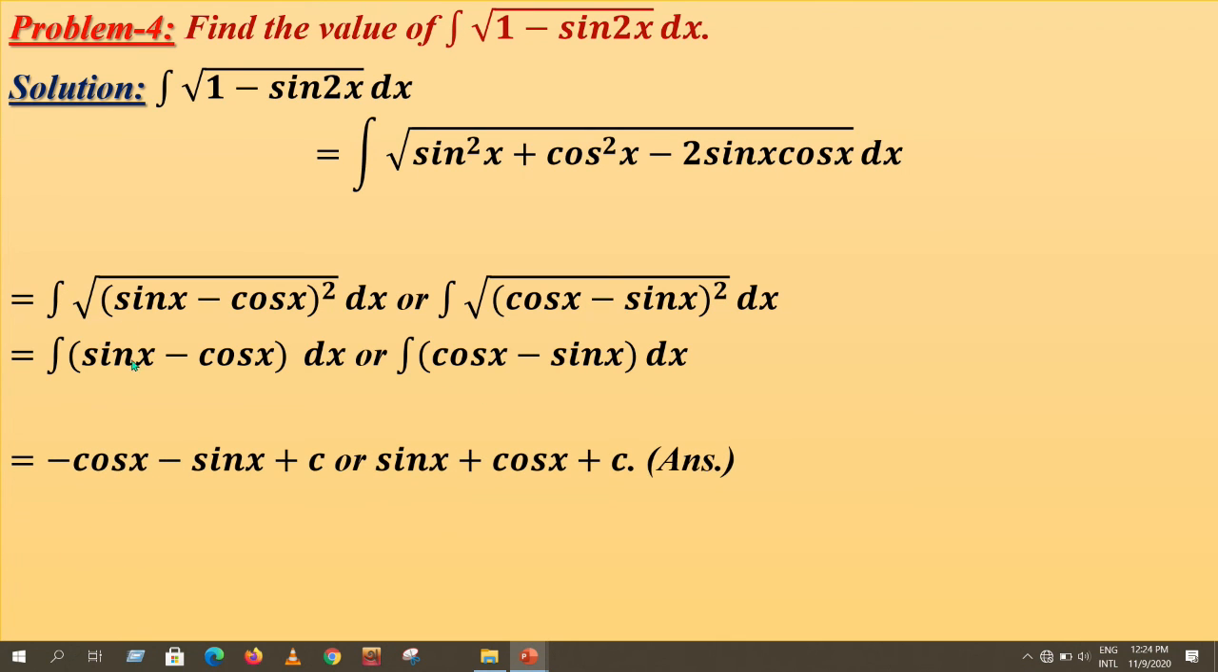So the integral of sin x means minus cos x, and the integral of cos x means sin x, plus c. Here also cos x means sin x, and sin x means minus cos x. So minus minus plus, plus c. This is the required answer.